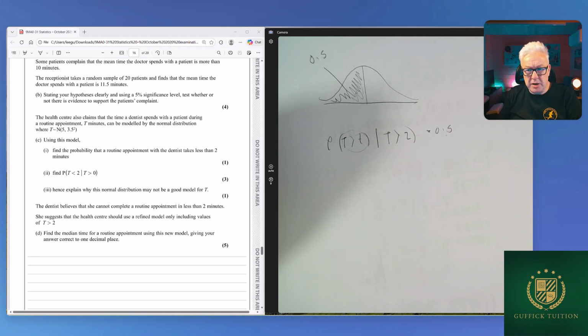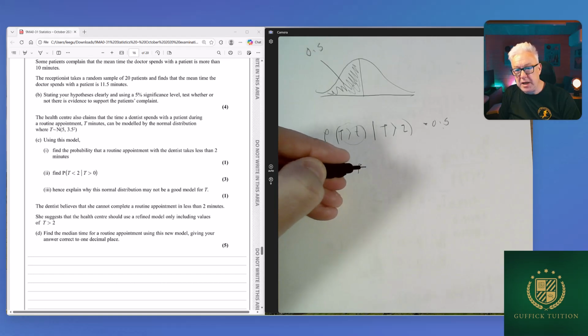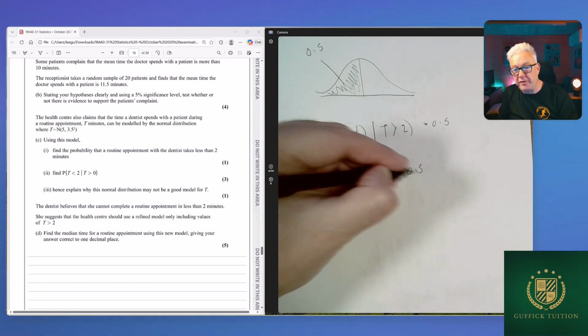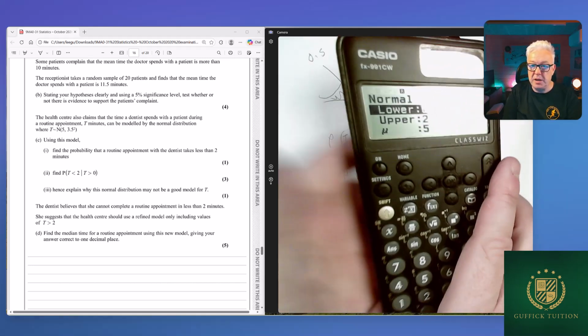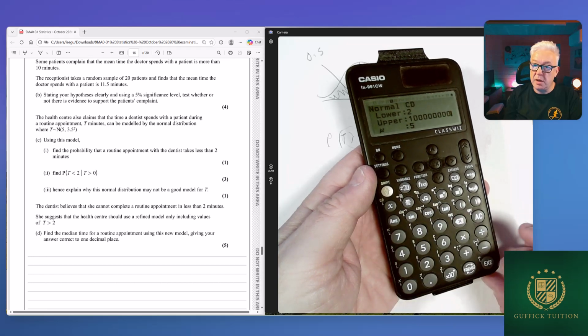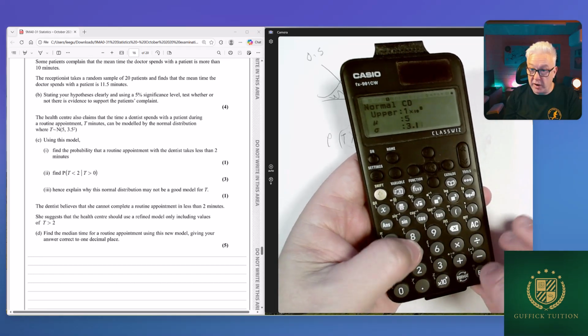It's the very end of the paper, but it is 5 marks, so it's a really big thing. Okay, so this is going to be the probability of t is greater than some value that we do not know, over the probability that t is greater than 2 in this distribution, equals 0.5. So let's work out our probability of t is greater than 2 then. Our lower is going to be 2, our upper is going to be some really big time. The mean in this distribution is 5 and the standard deviation is 3.5.